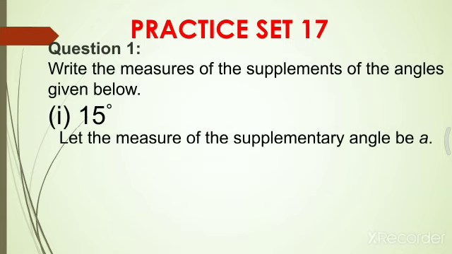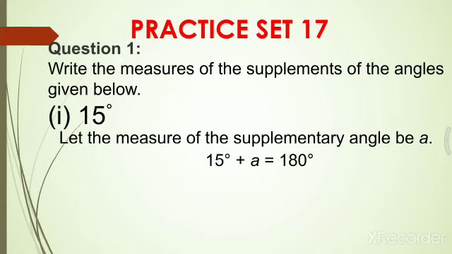Now here let the measure of the supplementary angle be A. We don't know the measure of the other supplementary angle, so how will you find it? We will assume that as A. Clear? So what will be your next step? In the next step we will write down 15 plus A is equal to 180 degrees.